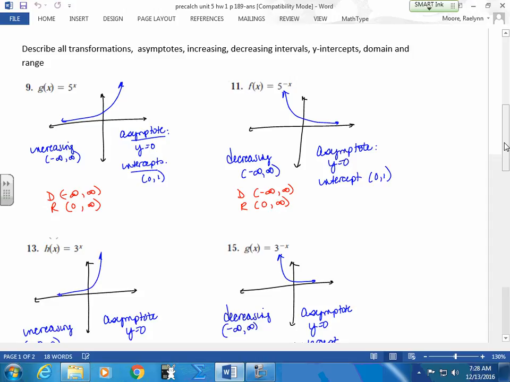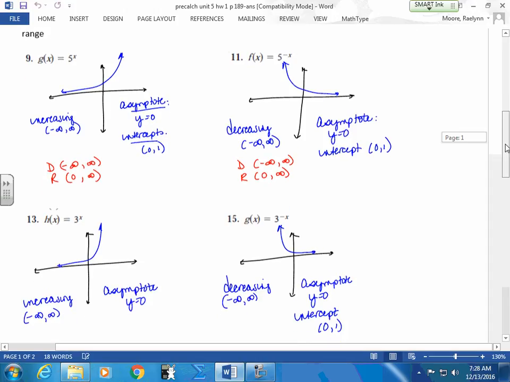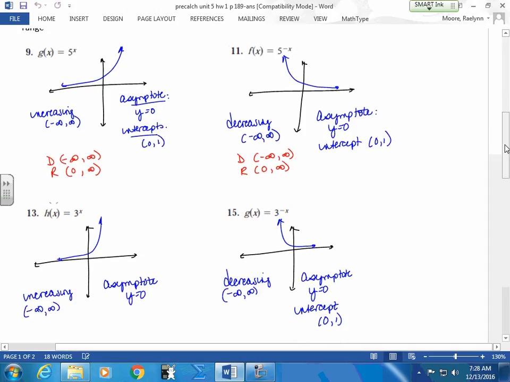Get used to doing your transformations. You guys are really good on transformations, so get used to doing these without your calculator. All right, so this is your core or parent graph, base 5. It just comes a little bit sharper than a base 2, and a little bit closer to the axis.